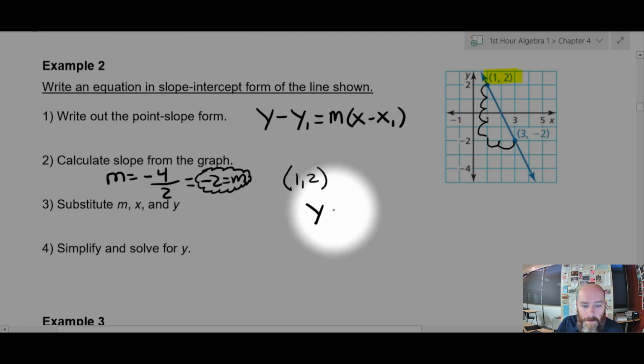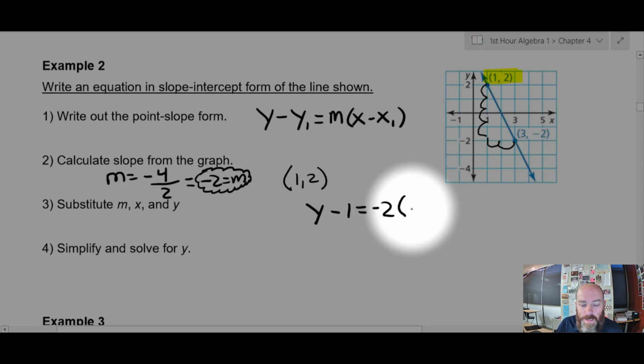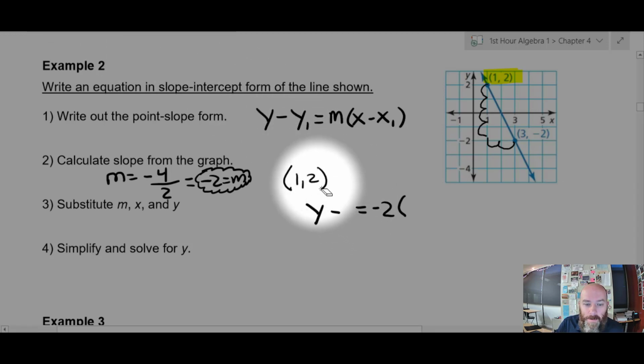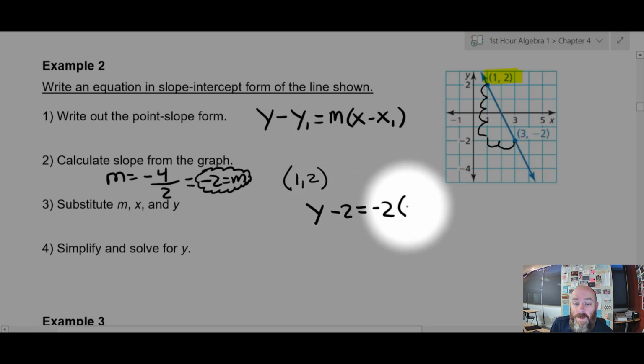So I'm going to have y minus 1 equals negative 2 times, oh, I actually did that wrong. Hold on, let's go back. It's not y minus 1. My y value is 2. It's a y minus 2. So go ahead and change that really quick. Sorry. y minus 2 equals negative 2 times x minus 1.